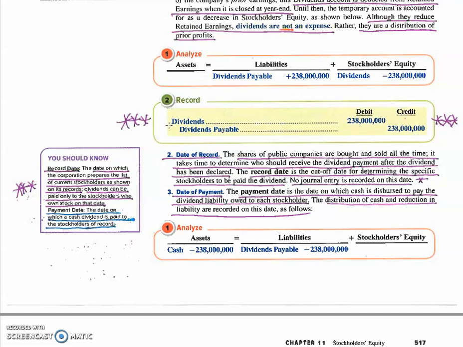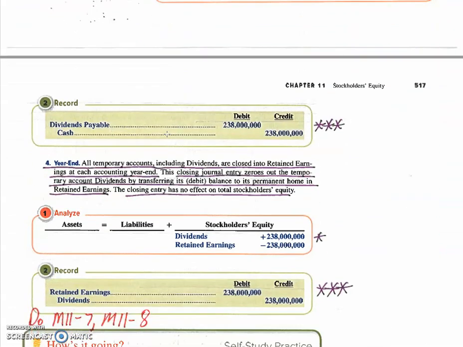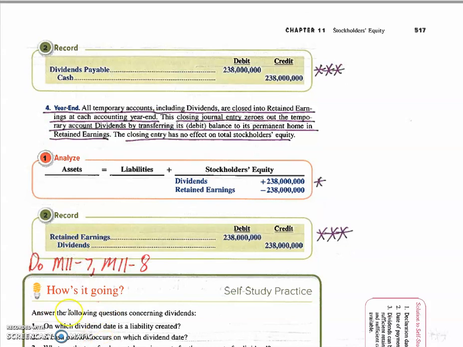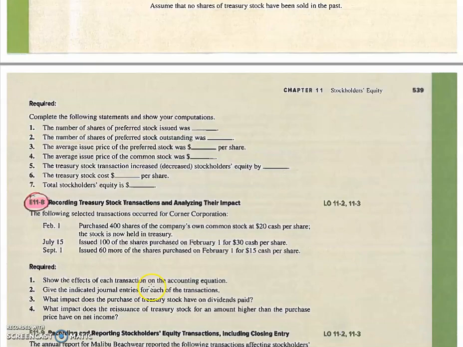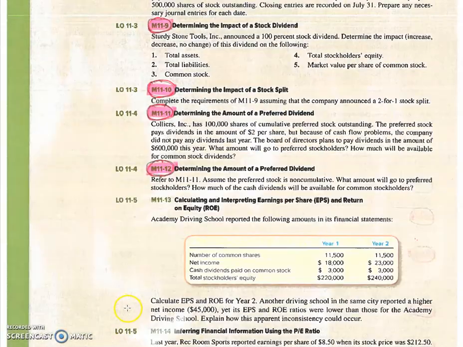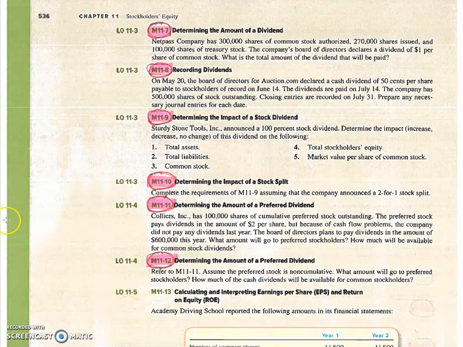So, at year end, what do we do? We do a closing entry to debit retained earnings, thus reducing retained earnings, and credit dividends to close it out or zero it out. Okay, let's do a couple of homework problems. So we have mini exercises 11.7 and 11.8, and so we need to move up here. Mini exercise 11.7 and 11.8 right there, and there's my cursor. Okay.